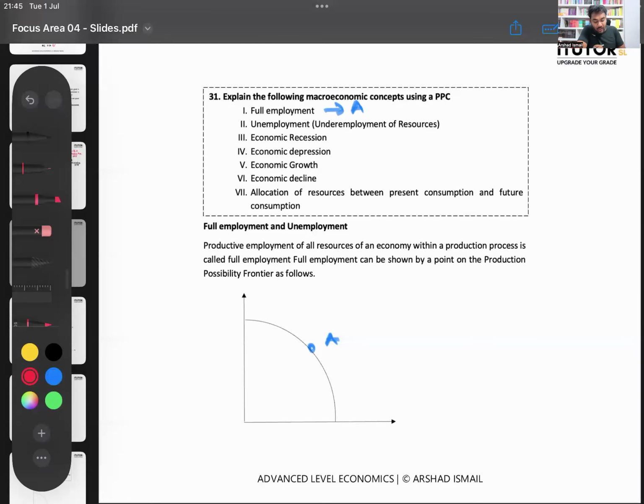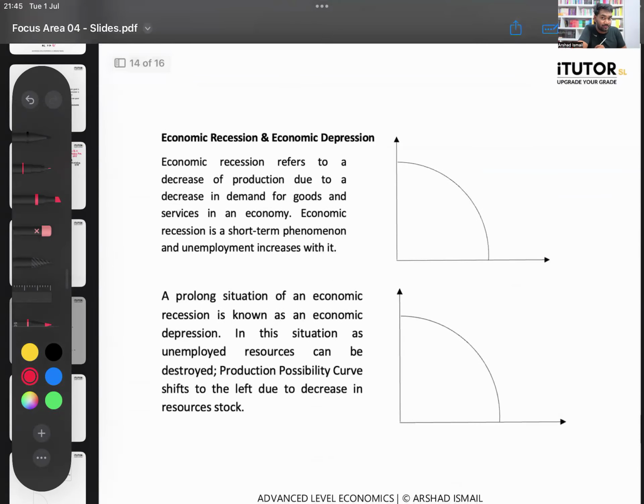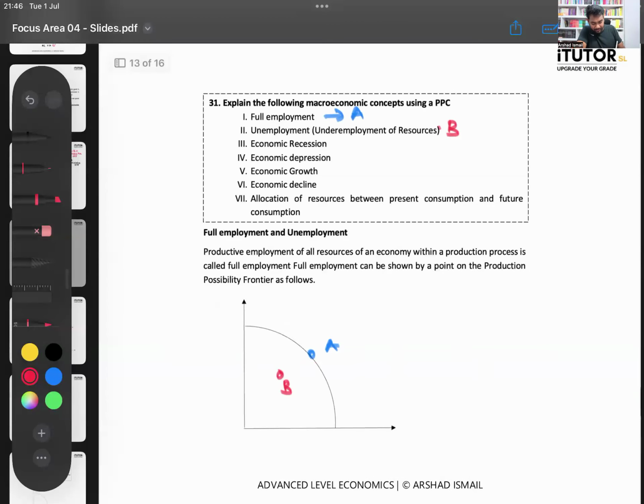How do you show unemployment on a PPC? Unemployment or even underemployment, a point inside the PPC. Maybe if they say increase in unemployment, you can draw an arrow and show, but if they just say unemployment, you can draw a point inside the PPC. Okay, that is that. Then how do you show things like a recession and a depression? What is a recession? When there was COVID, the economy went through a recession. A recession is a time period of increased unemployment, so just draw an arrow like this.